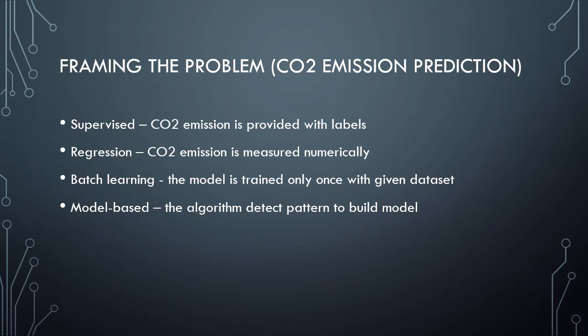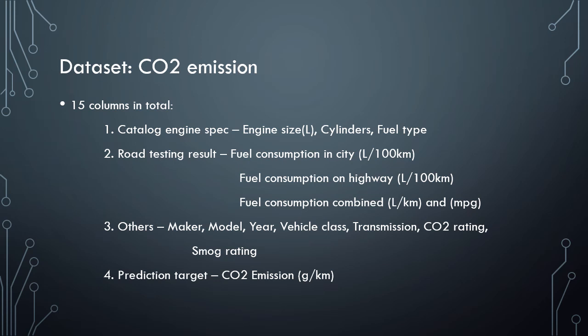Then what exactly is the problem we are trying to solve? Here are our considerations. First, it is supervised since CO2 emission is provided with label as the prediction target. Second, it is regression for the values in the target column being numerical. Third, it is fast learning because the model is trained only once with the given dataset and no more. And finally, it is model-based as the algorithm detects the pattern from the features in the dataset to build the prediction model. Now, let's look into the dataset.